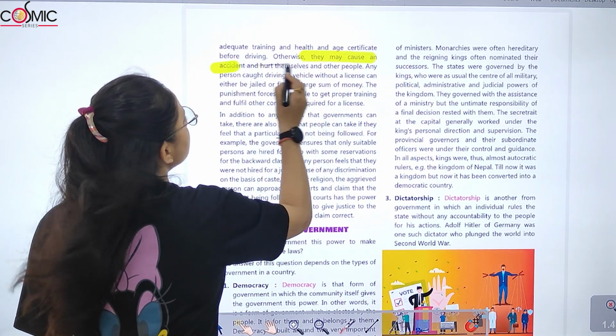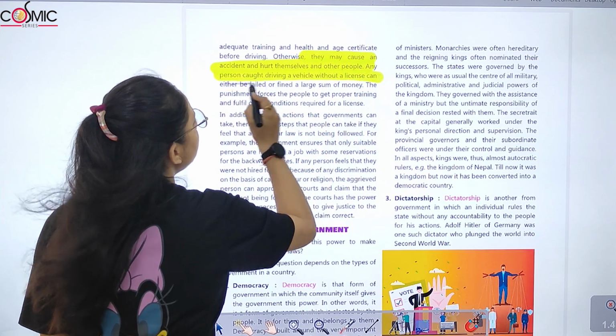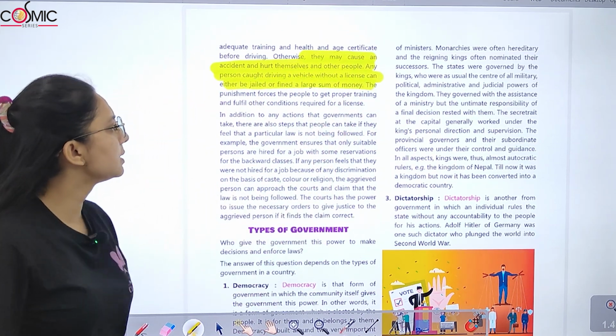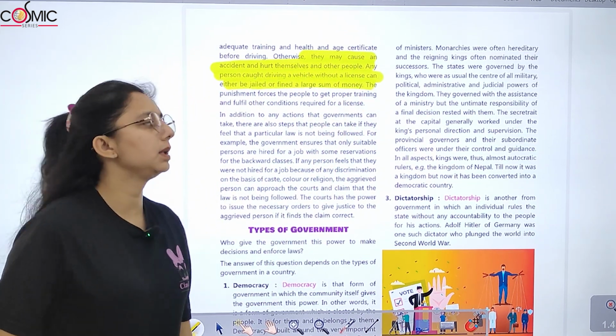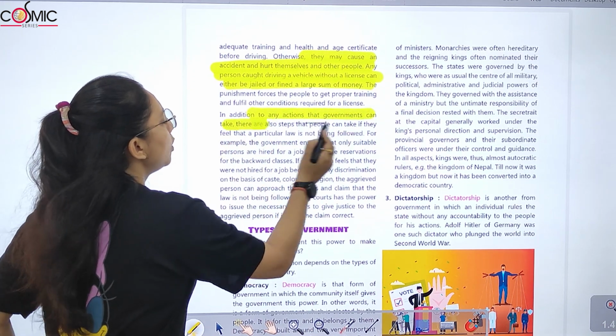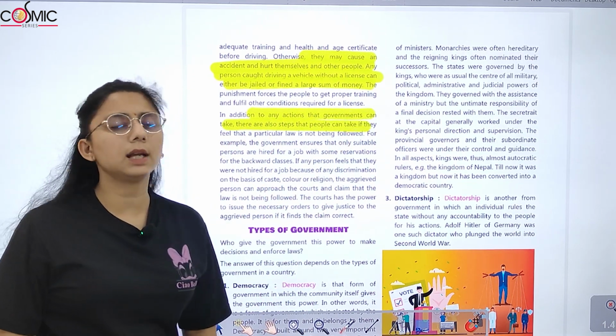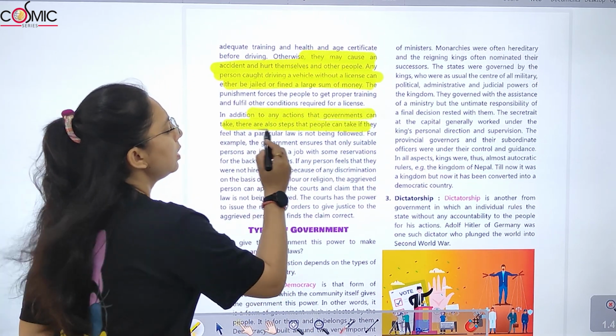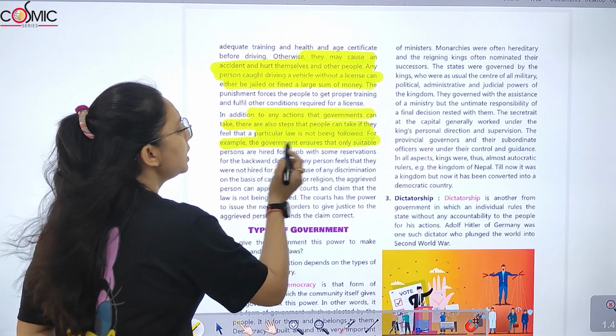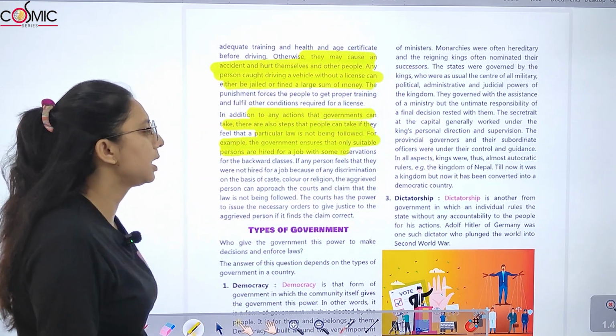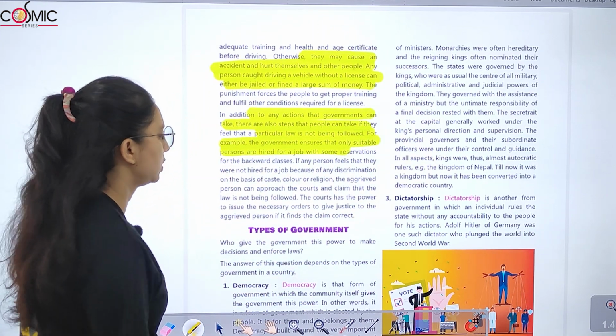Otherwise, they may cause an accident and hurt themselves and other people. Any person caught driving a vehicle without a license can be jailed, and is also fined. So any action government can take, and the steps people can take if they feel that a particular law is not being followed. The government ensures that only suitable persons are hired for a job with some reservation.